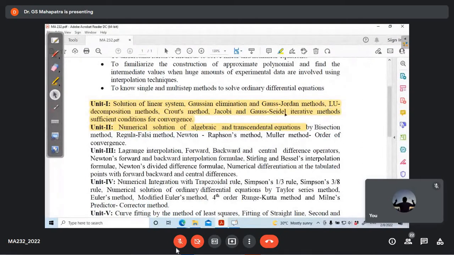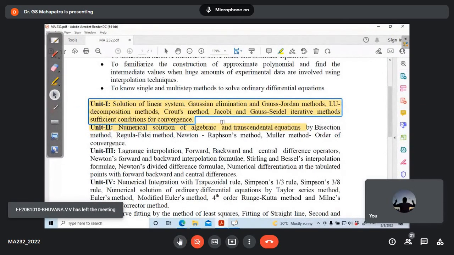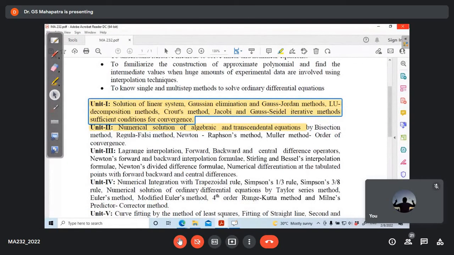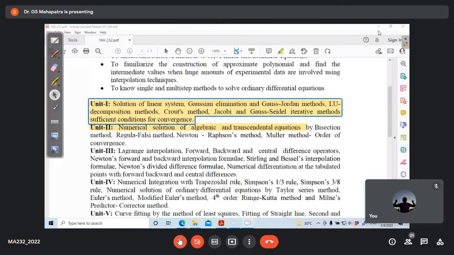So unit 1 we have completed. Any comments on that or any query? Okay, fine. So now we'll move to unit 2. Correct. So unit 2, I'll close this one.